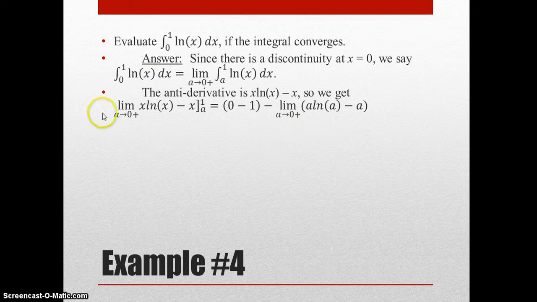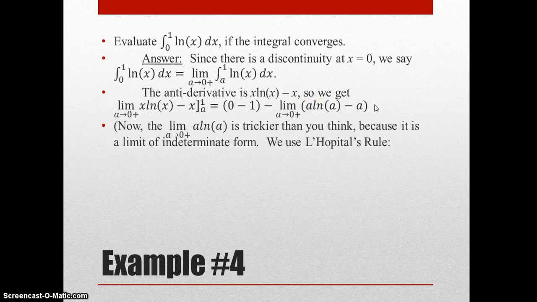So when we plug in, we get the limit as a goes to 0 from the right of x natural log of x minus x from a to 1, which gives us 0 minus 1 minus the limit as a goes to 0 from the right of a natural log of a minus a. This limit as a goes to 0 from the right of a natural log of a is trickier than you think because we have an indeterminate form. We have 0 times negative infinity.